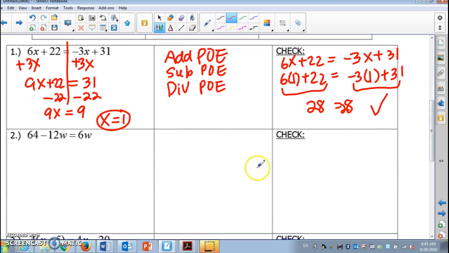Let's move on to the next question. Oh, this one. Do we have anything to distribute, guys? No. Do we have to combine like terms on the same side? No. So now we need to move the variables since we have variables on both sides, guys. Which one has a lower value? This is negative 12w. This is positive 6w. So, since negative 12w has lower value, we're going to move that one. How do I get rid of negative 12w? We have to add 12w.